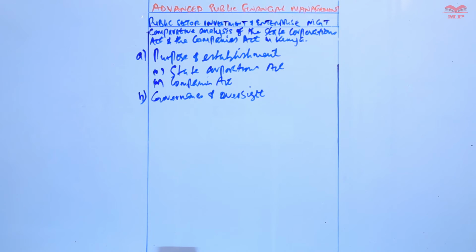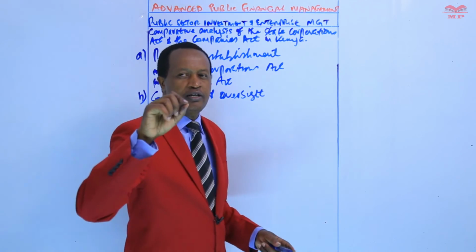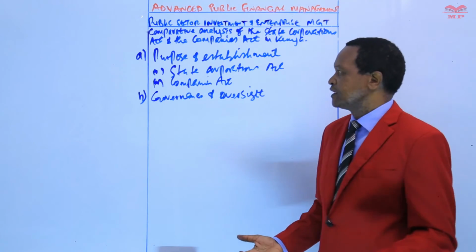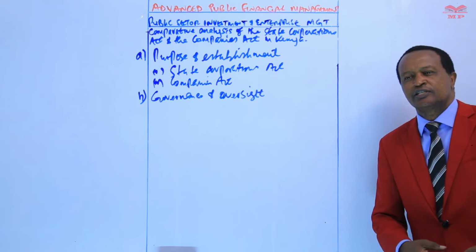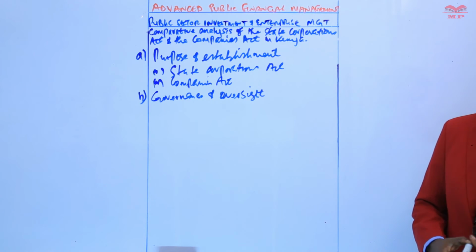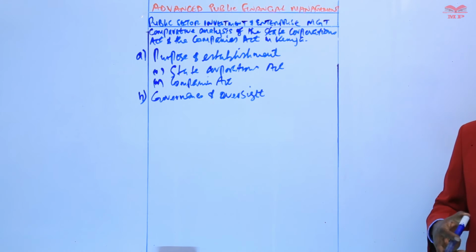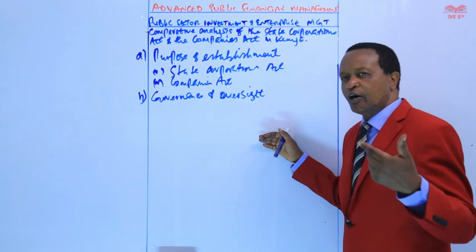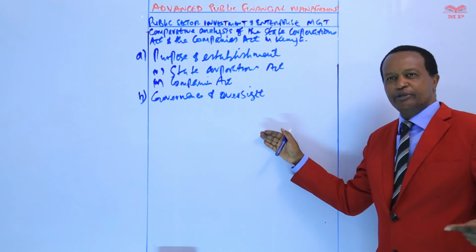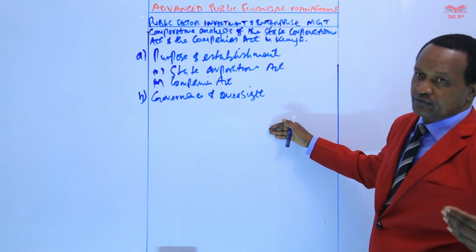Now, state corporations are subject to significant government oversight. And the Act provides for ministerial responsibility, allowing the relevant cabinet secretary to give policy directions.